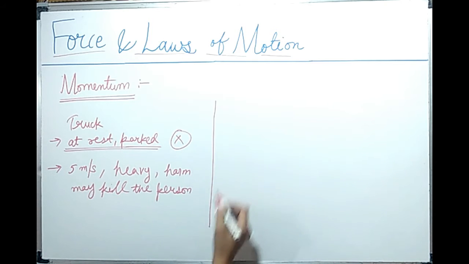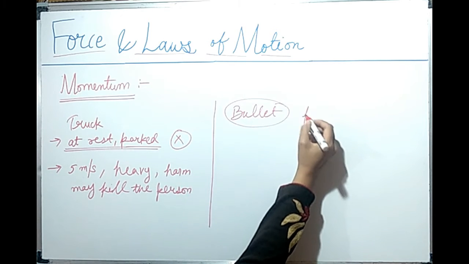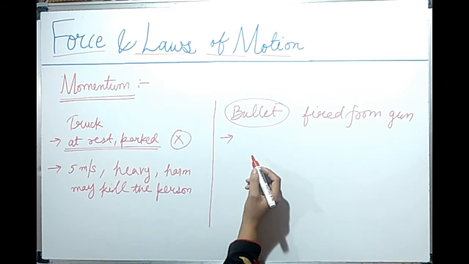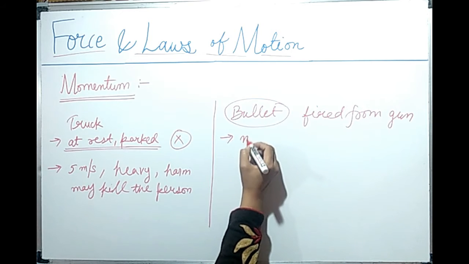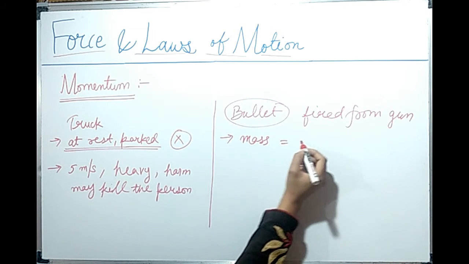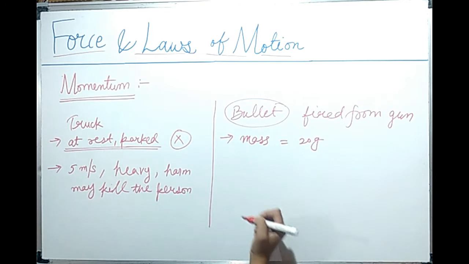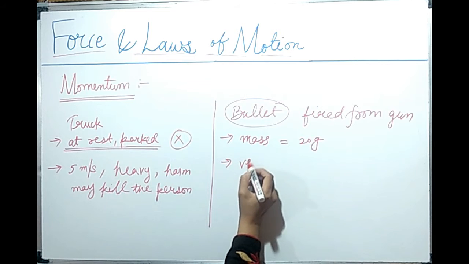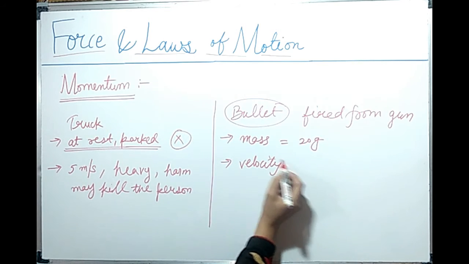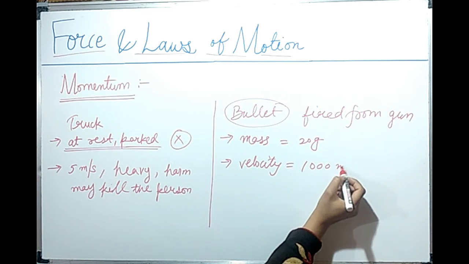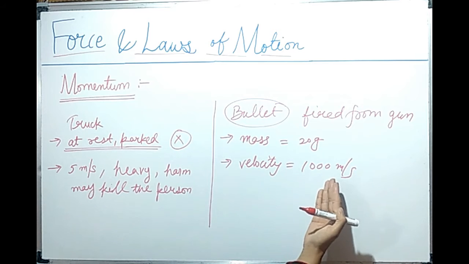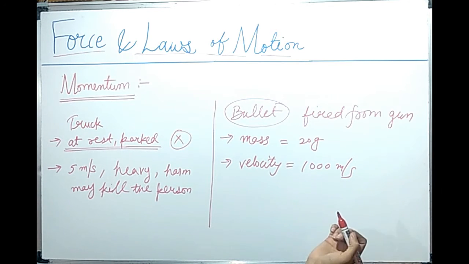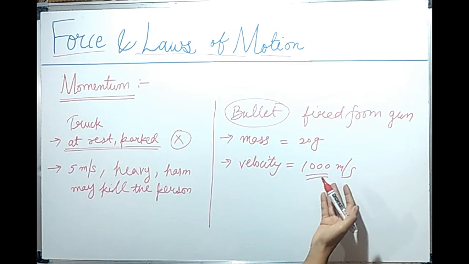On the other side, the bullet is fired from a gun. Bullet mass is very small, let's say 20 grams, and velocity may reach up to 1000 meter per second. In some rifles or pistols it is 500 meter per second. In some, depending on the type of pistol or revolver, it may go up to 1200 meter per second.